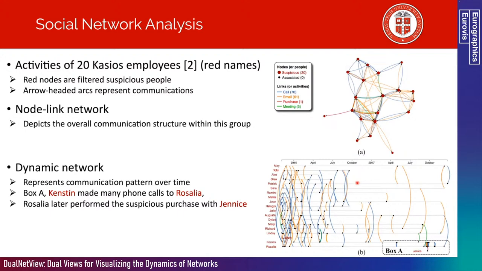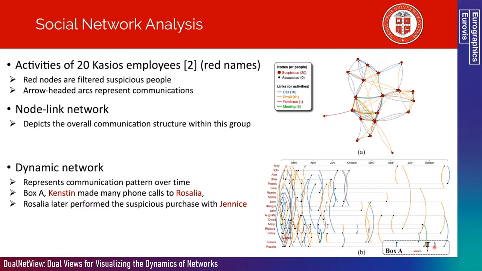It's interesting that from this box A, Christine and Rosalia made several phone call communications before Rosalia made the suspicious purchase with Janice at this time. And then after that, they made a series of other phone calls to communicate about this suspicious event.